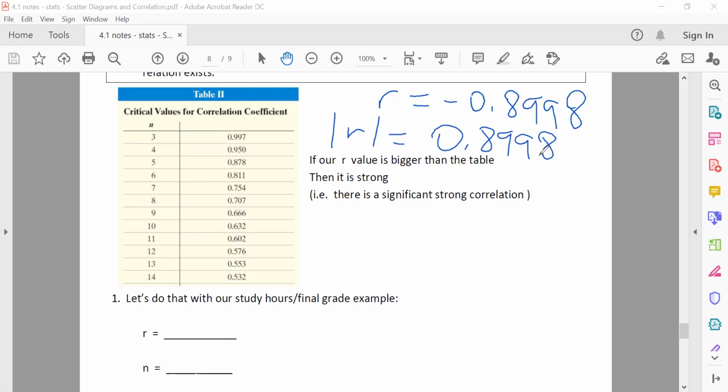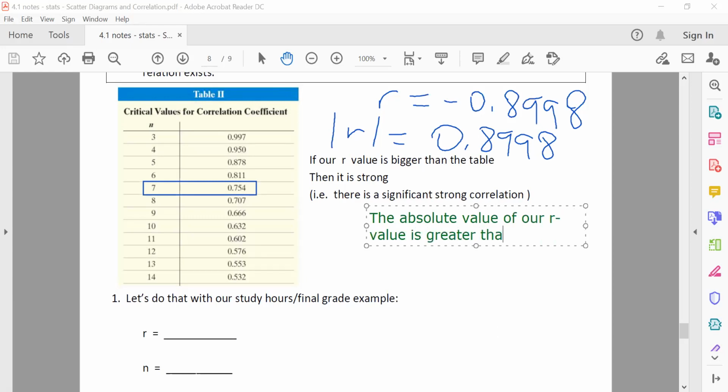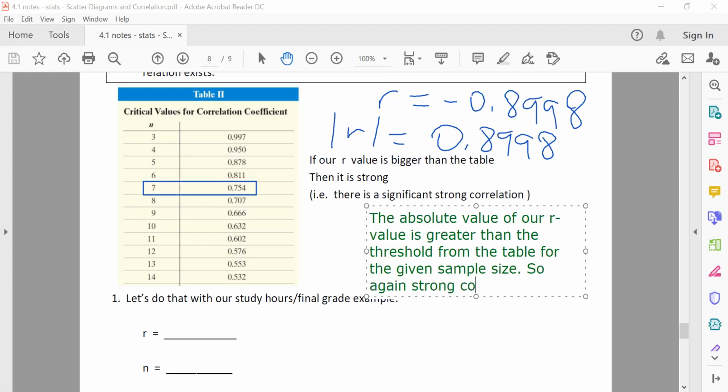So this is what we're going to be looking at on the table. We're looking at 0.8998. We're going to compare it to the value on the table. Well, for a sample size of 7, the minimum threshold is 0.754. So the absolute value of our R value is greater than the threshold from the table for the given sample size. So again, strong linear correlation exists. And in this case, it's negative because the original R value was negative.